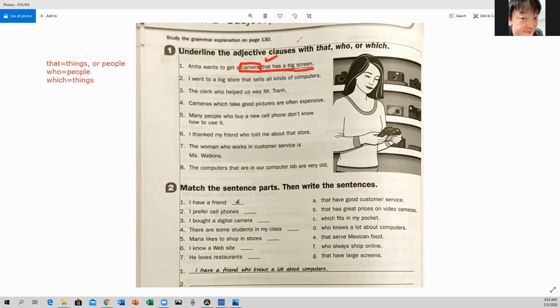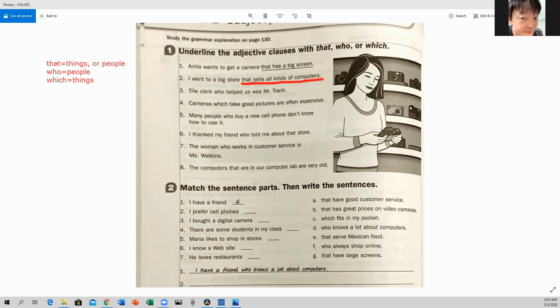Let's go to exercise 2, sentence 2. I went to a big store that sells all kinds of computers. Look, I went to a big store. What big store? What kind of big store? A big store that sells all kinds of computers. Do you understand what you have to do?